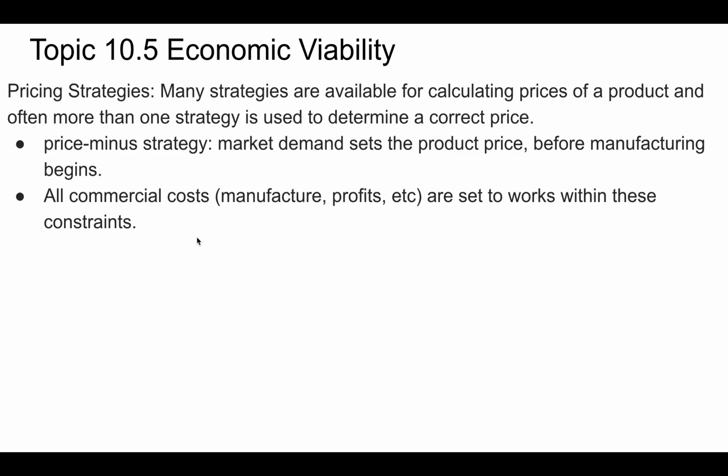So if I can charge $40 for something on the market, I want to make sure that my manufacturer and profits and everything else that I've got fall within that $40 price. Otherwise, I won't make money. If the market price for something that I can make at $40 is $30, well, then I'm going to lose money.